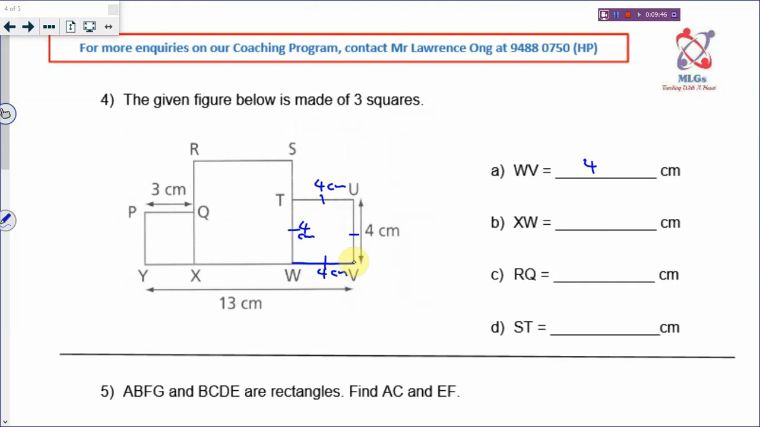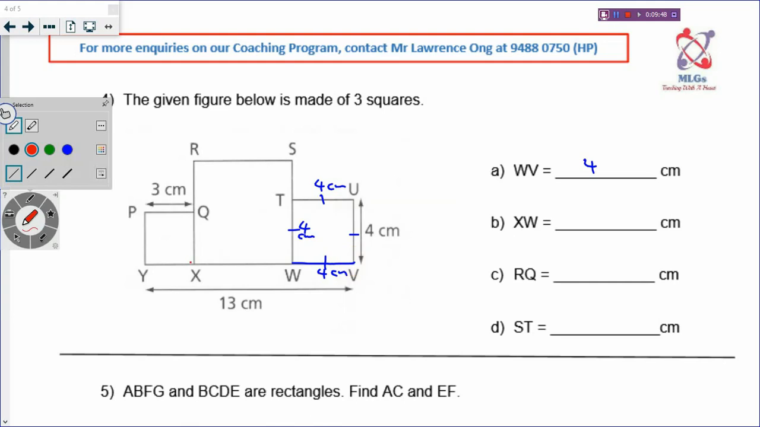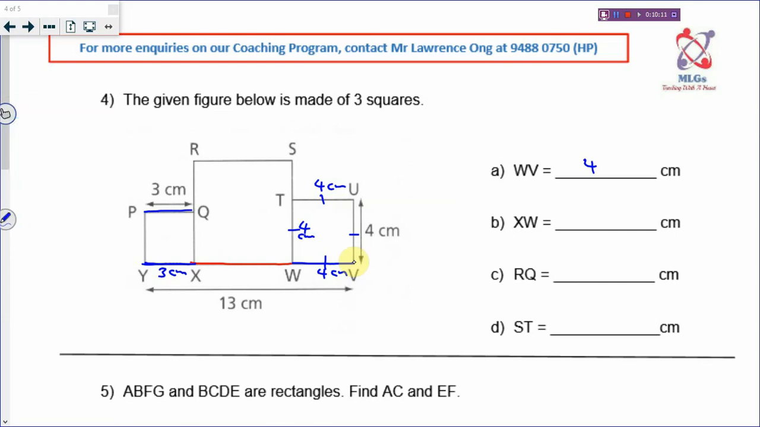What is XW? Okay, XW, I'm going to use a different color. I want to find here. Okay, what length is that? Well, if you look at your YX, which is here, what number do you think that is? Or how long is that side? That has to be 3 because opposite sides are the same. YX and PQ, right? Opposite sides of a square are equal. So now can you find XW?